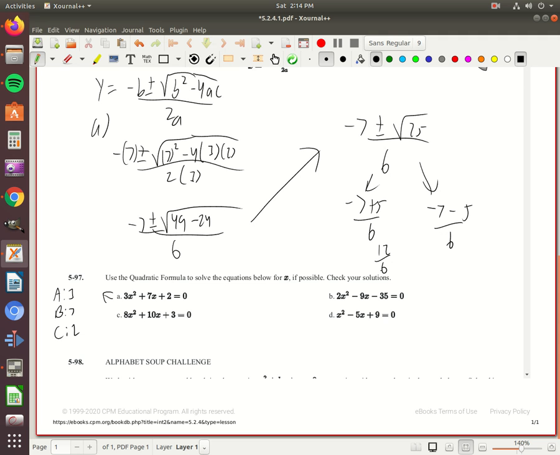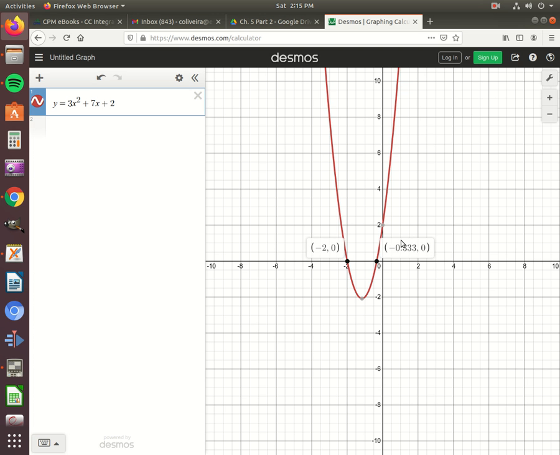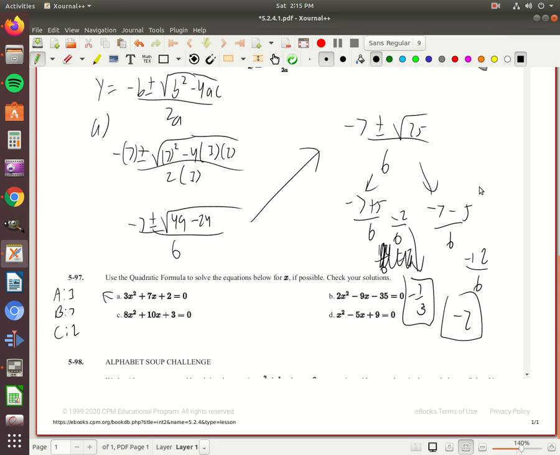So I get 12 over 6, which is 2. Or I get negative, I'm sorry, that's 2. Negative 7 plus 5 is negative 2 over 6, which is negative 1/3. Or I get negative 12 over 6, which is negative 2. So I expect these to be my two x-intercepts. I'll set this up and see. 2 and negative 1/3, just like we thought.